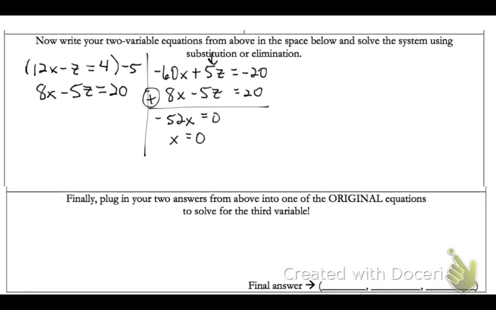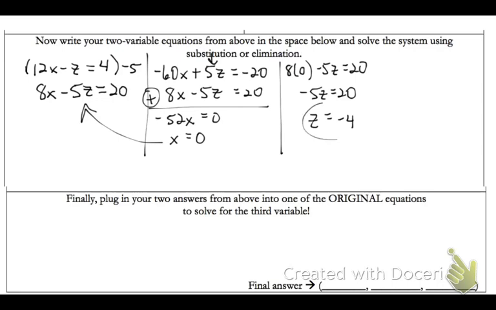Now we can take that and plug that into one of the original equations. So I'm just going to plug it into this second one here. So 8 times 0 minus 5z equals 20. So -5z equals 20. Divide both sides by -5. So z equals -4. So now I know 2 of my 3 variables.